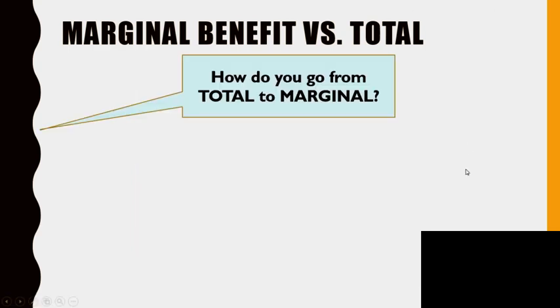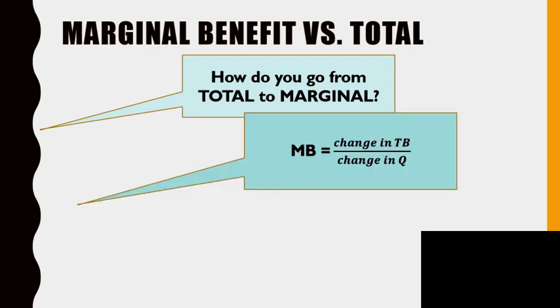But how do we go from total to marginal? Well, we just did the opposite. The sum of the marginals equals the total. But what if I want to go from total back to marginal? I have to use this equation. Marginal benefits are the change in total benefits given a change in Q. So change in total benefits given a change in Q.